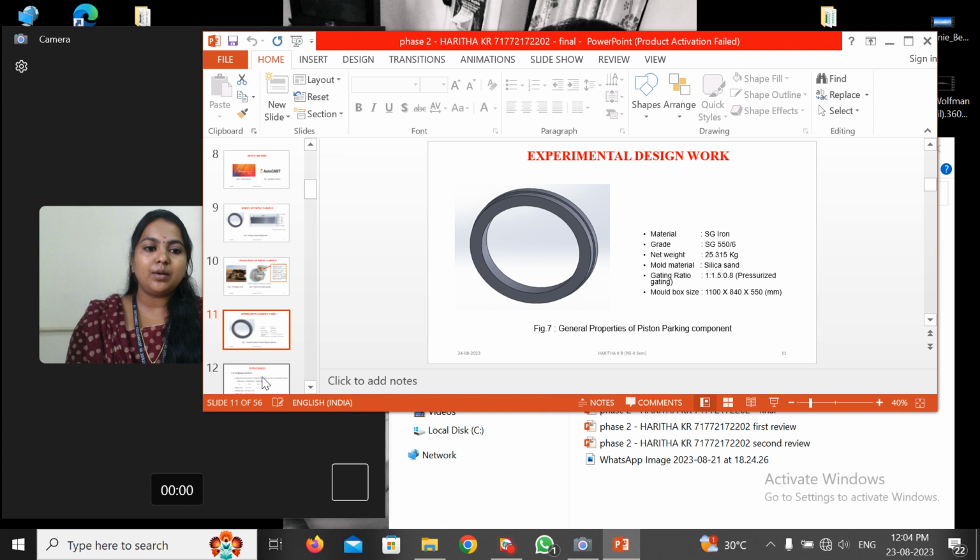They were using silica sand as the mold material, and the gating ratio they are maintaining with the pressurized gating is 1:1.5:0.8, but in general 1:2:1 is the pressurized gating ratio for ductile material. So with respect to the gating ratio, we can also reduce the scrap level. The mold box size is 110 into 840 into 550. 550 is nothing but two parting lines separated, which is 275 at the top and bottom.